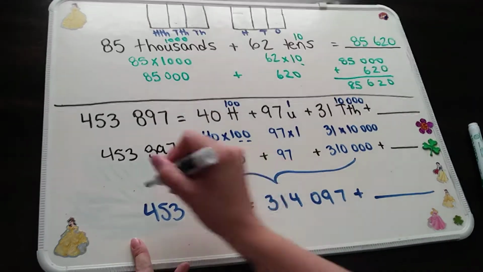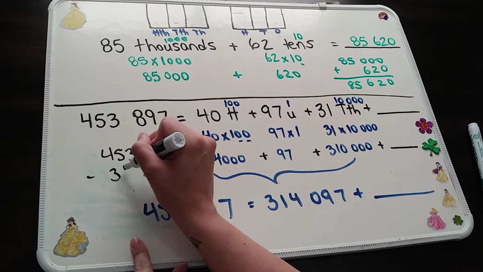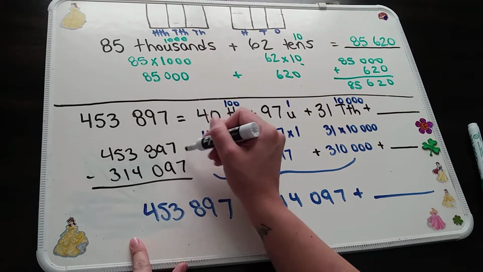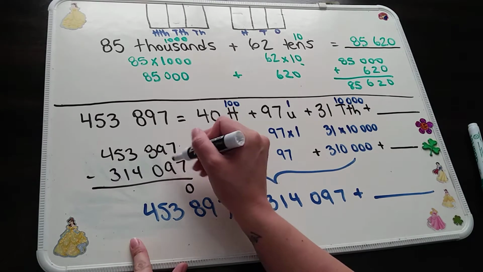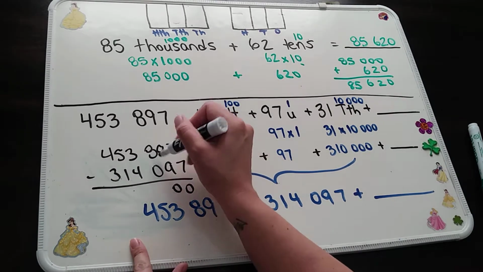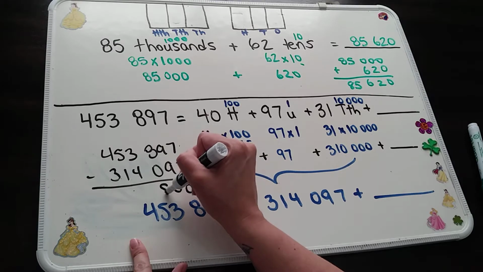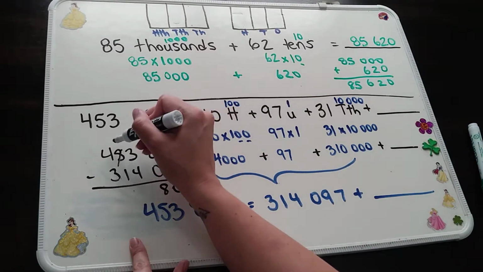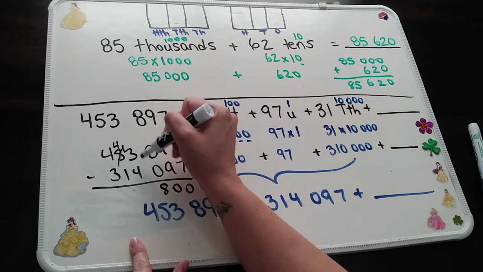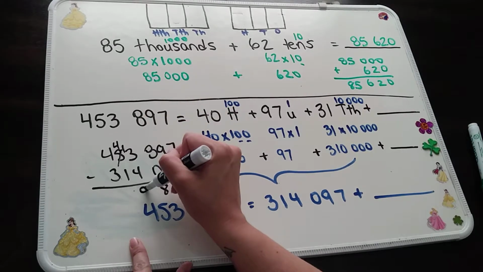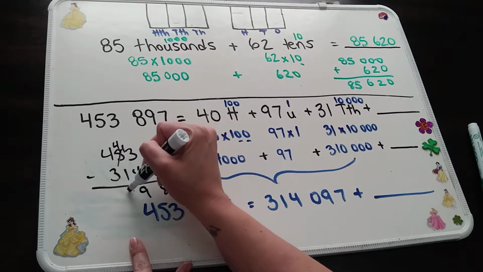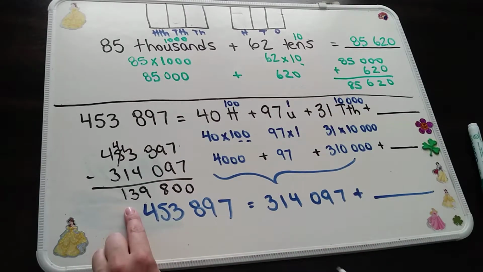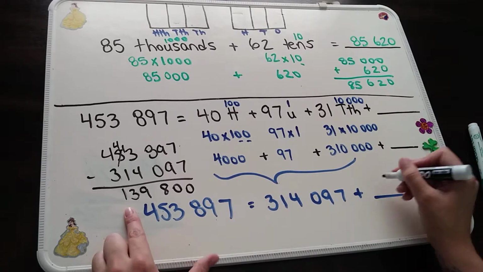453,897 minus 314,097. 7 minus 7 is 0. 9 minus 9, 0. 8 minus 0, 8. 3 minus 4 I can't do. I'm going to borrow. 13 minus 4 is 9. 4 minus 1, 3. 4 minus 3 is 1. 139,800.